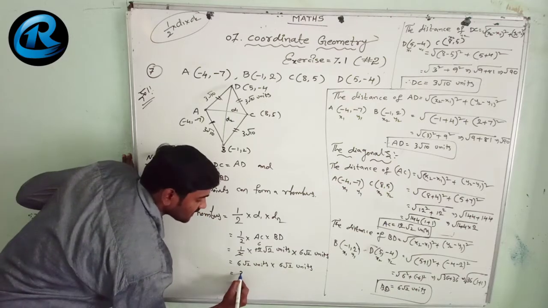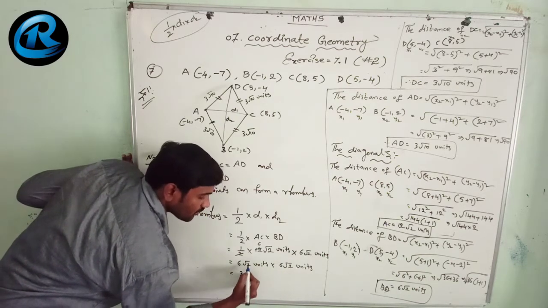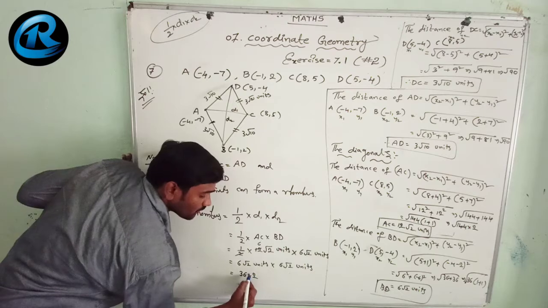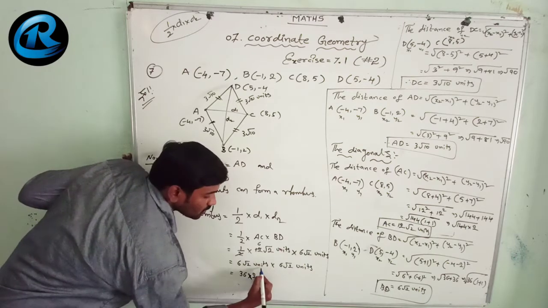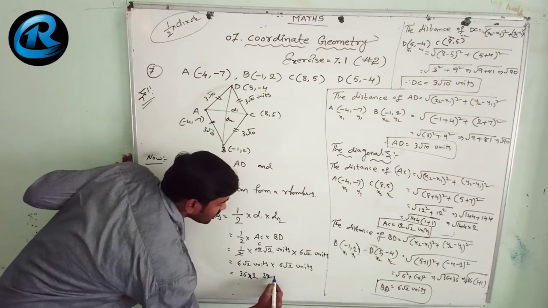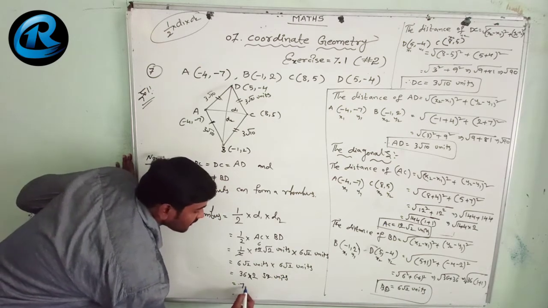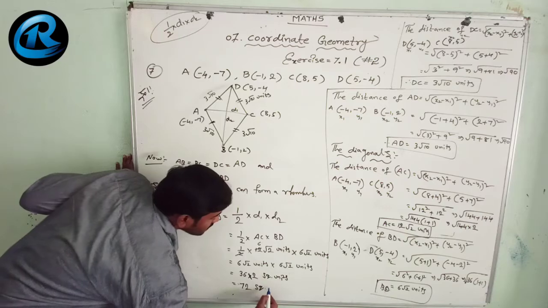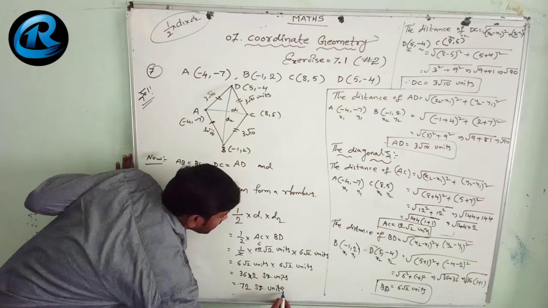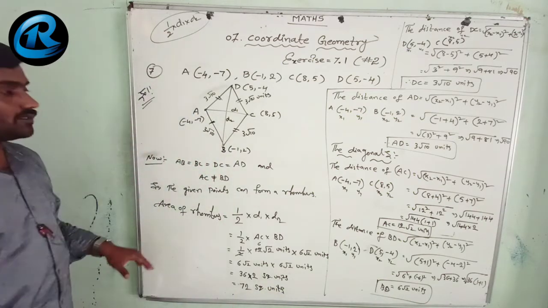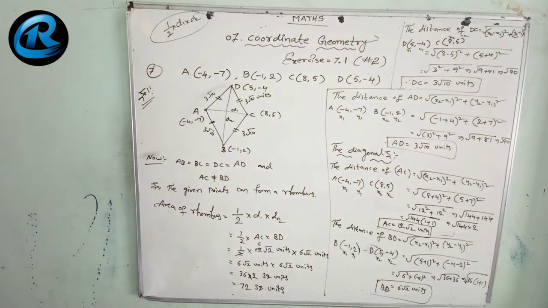6 into 6 is 36, into root 2 into root 2, which is 2. Root 2 into root 2 is 2. Units into units, that is square units. 36 into 2 is 72 square units. Then the area of the rhombus with the given vertices is 72 square units.